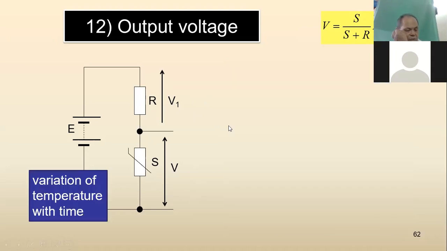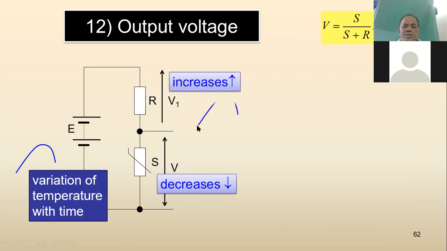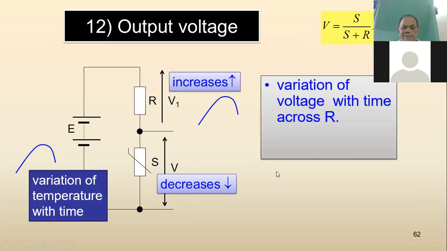Or if you want to monitor the changes in temperature with time of the environment here, you should not take it across here, you should take across R, where you will show how the voltage will change with time. That means you want the variation of temperature with time as a voltage against time graph. Okay, thank you. We have completed that.